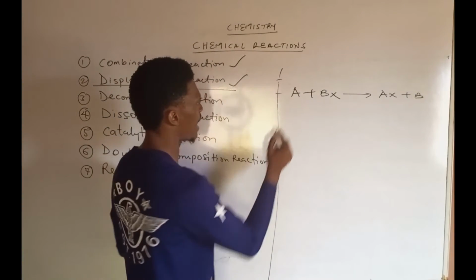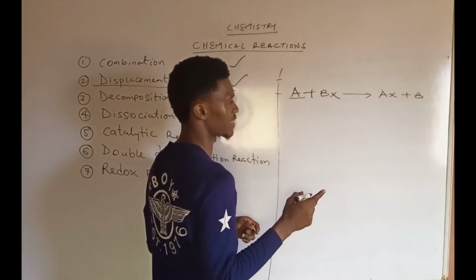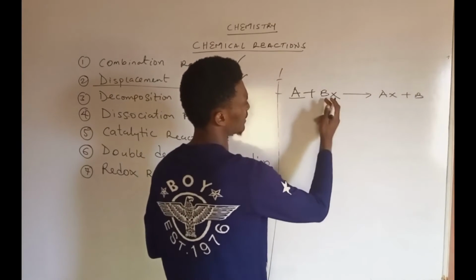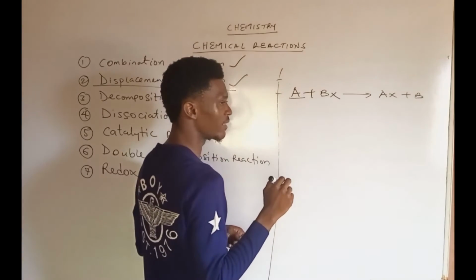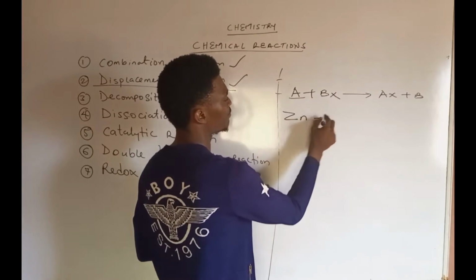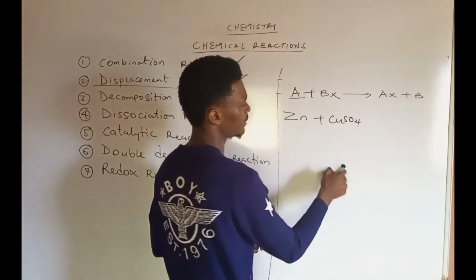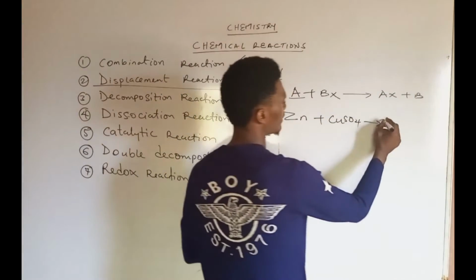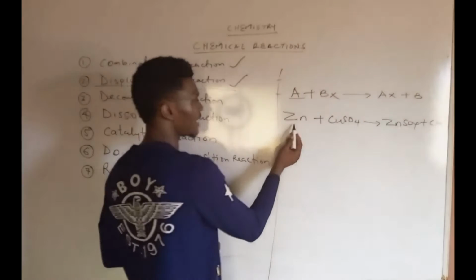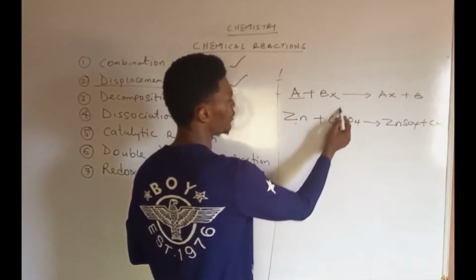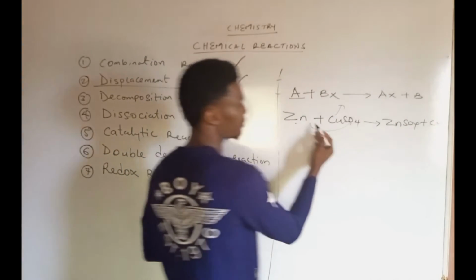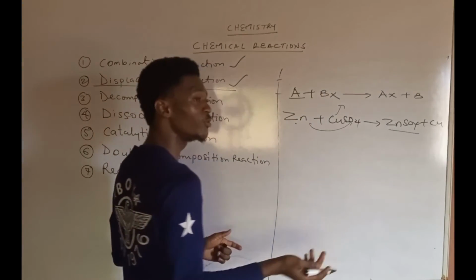But mind you, A is higher in the activity or electrochemical series than B. So it's able to remove this and then ends up picking X to form AX, and then B is left alone. Let's see a typical example of this kind of reaction. For example, Zn plus CuSO4. In this case, you have a product ZnSO4 plus Cu. What do you observe? Now, Zn is able to remove Cu and pick up what was initially attached to Cu, SO4, and then it becomes what? ZnSO4, while Cu is left alone.